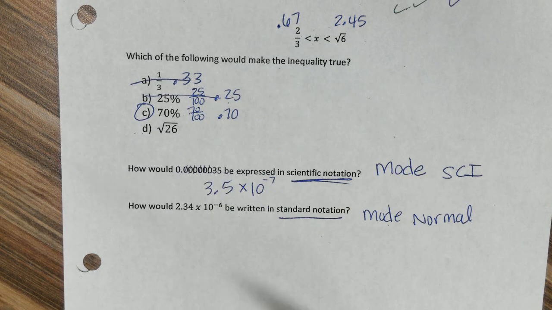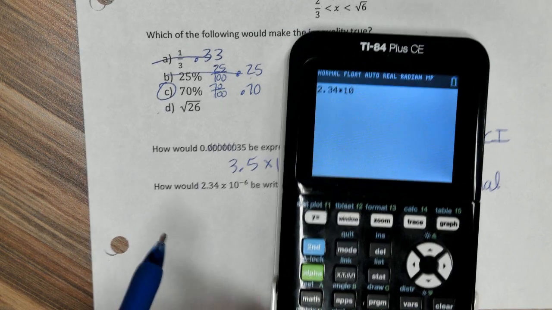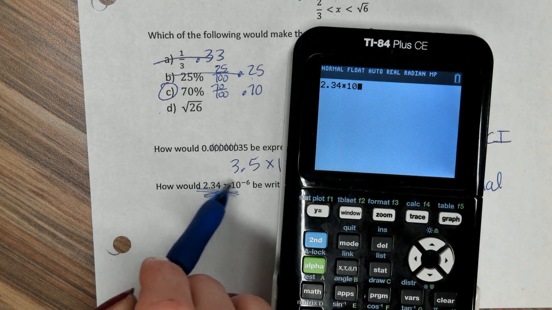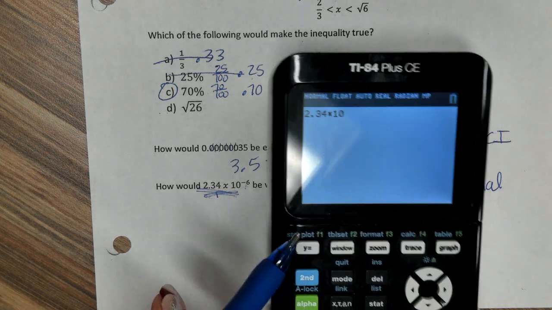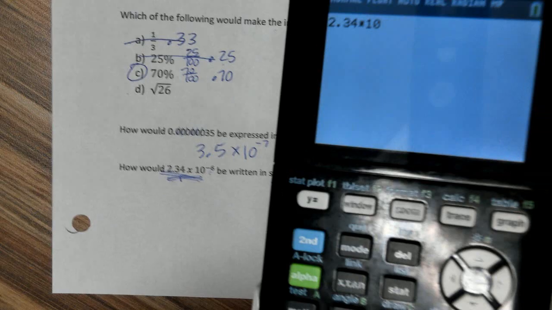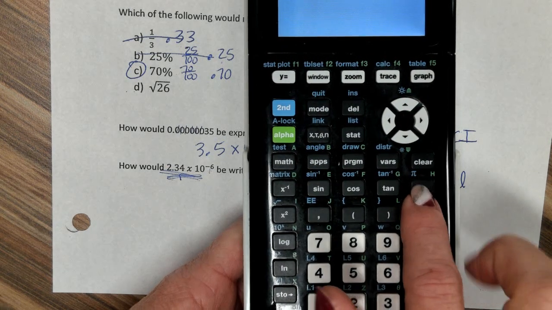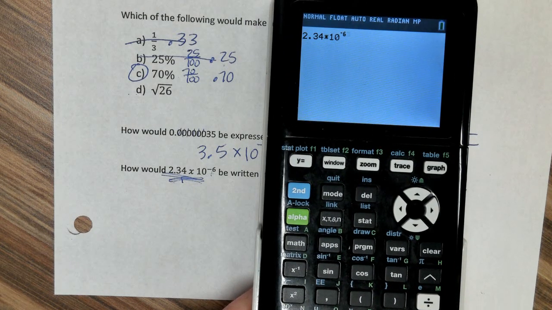Now, will it always work? No. So I'm going to teach y'all how to do it by hand as well. This one probably isn't going to work. So if I type in 2.34 times 10, so all I'm doing is typing this in. And then to get up to the exponent, I know I have a few people who were not here at the beginning of the year, so if you need to look now. To get up to the exponent, you're going to push this button right here to push you up. And that will take you up, and then you can type in -6 for the exponent.